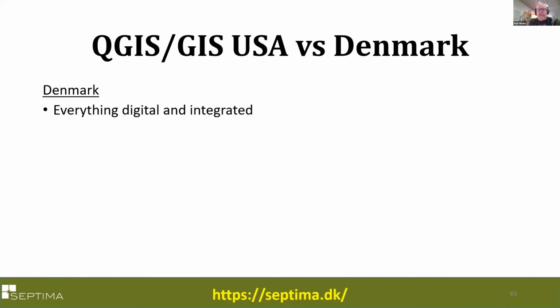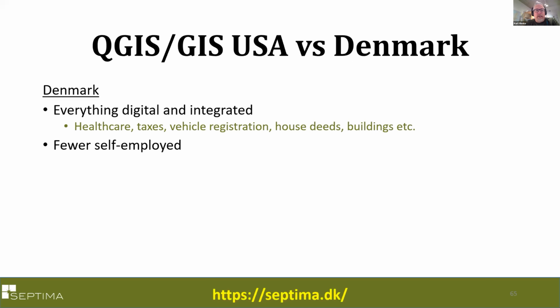And I thought I'd finish with some thoughts about what I've noticed after being here now for 2 years between QGIS and GIS in the USA versus Denmark. So first of all, everything in Denmark is digital and integrated. I'm talking about healthcare, taxes, vehicle registration, housing deeds, buildings, everything is online. In Denmark, they abolished paper checks in 2016. So it's a very online community. Everyone has access to high-speed internet.